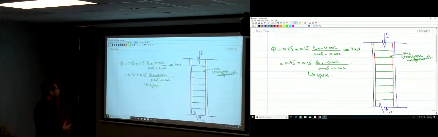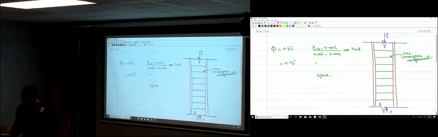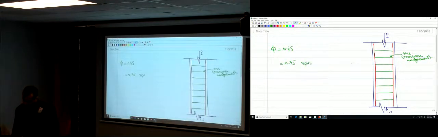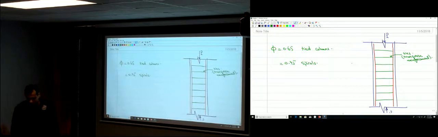But those equations are for beams. For columns, you don't have this term. Just 0.75 for spirals and 0.65 for tied columns. That's all that you have for columns. So phi is either 0.65 if you have a tied column or 0.75 if you have a spiral column.